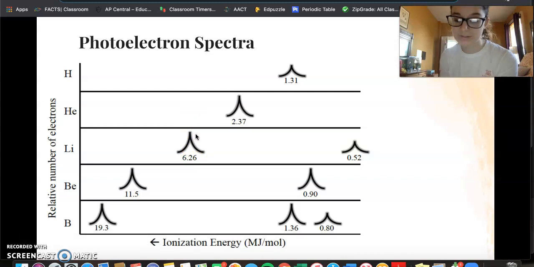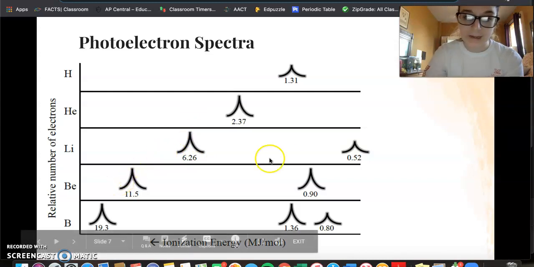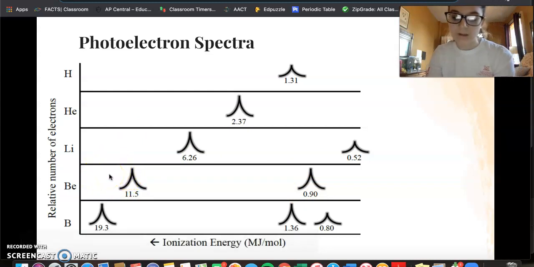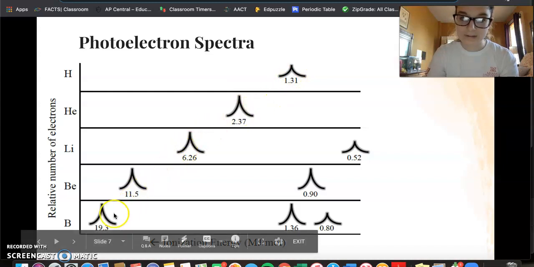For beryllium, we have 2 electrons in 1s and 2 in 2s. So notice these are the same heights. They both have 2 electrons that correspond with that peak. Again, the ionization energy of this one is much less than the ionization energy of this one here. Notice that the ionization energies for n equals 1 and n equals 2 increase as more protons are added to the nucleus. So you'll see that they increase, even though all of these are 1s, the ionization energy is increasing.